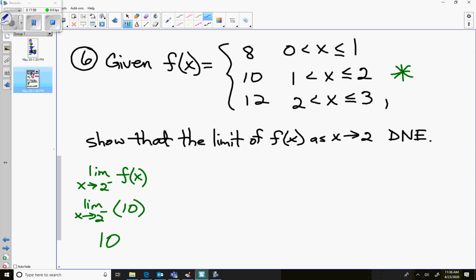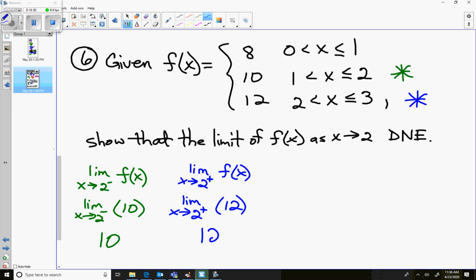All right, now let's do the right-hand limit. So what is the limit as x goes to 2 from the right of our function? Well, as I'm getting closer and closer to 2 from the right, I'm coming from this piece. So it's going to be the limit as x goes to 2 from the right, and the part of the function I'm using is just the constant 12. So again, everywhere I have an x, plug in 2. The answer is just 12.